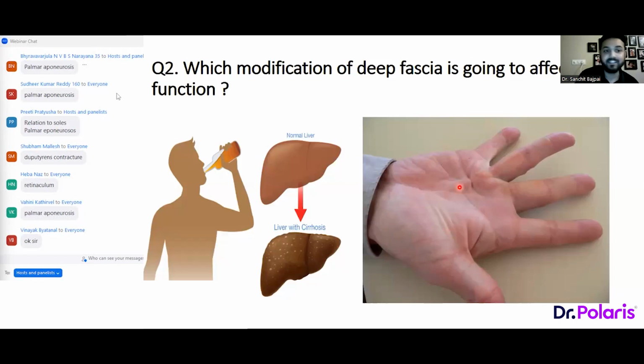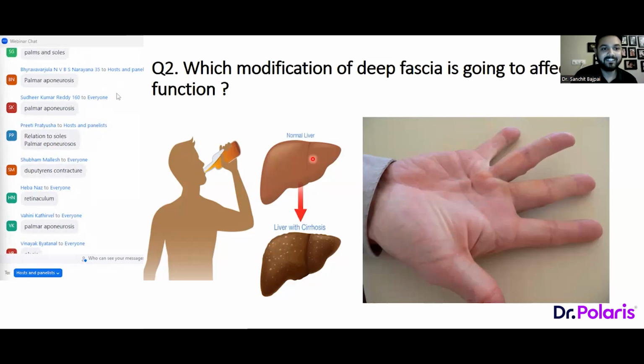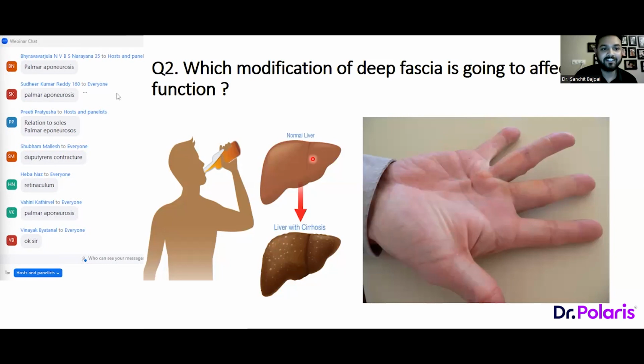So what is this contracture? Anyone can name this contracture? Yeah, we have someone who has named it, sir. Yeah. Shubham himself has named it. Great. So Shubham has named it and it is called Dupuytren's contracture. Brilliant. So we have got a surgery where we release this band.